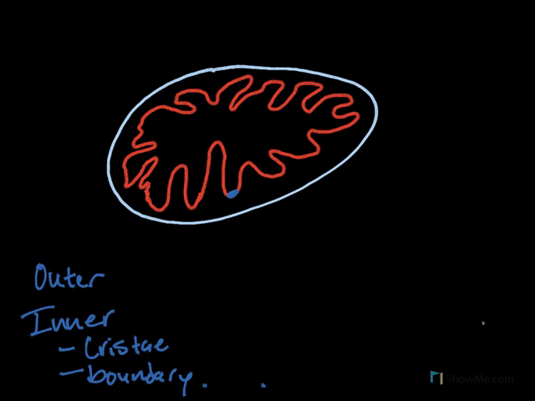So another important thing we need to remember are the two compartments of our mitochondria. The very inside of our mitochondria, inside the inner membrane, we refer to as the matrix. And the space between our inner membrane and outer membrane we refer to as the intermembrane space.